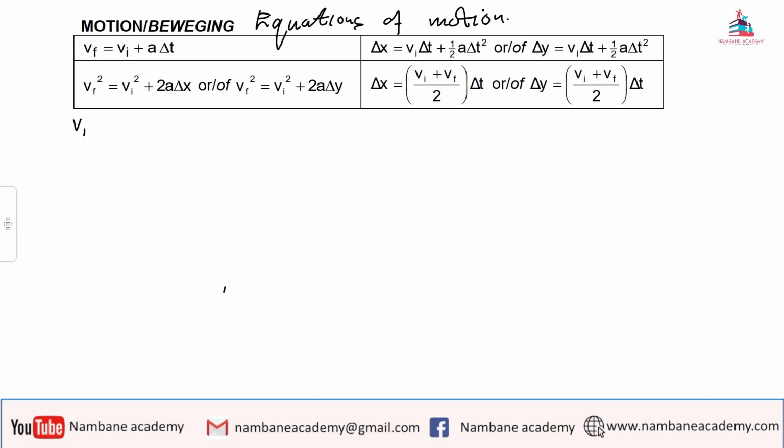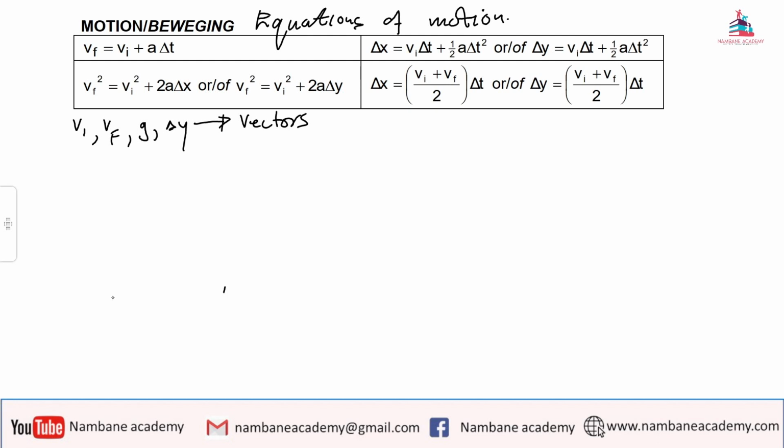V, I, VF, A or G in this instance. Let's use a G, and delta Y. All these are now vectors. What do they mean when they say they are vectors? It means they have magnitude and direction. So I am now forced to always have a choice of direction: upward as positive, downward as negative.